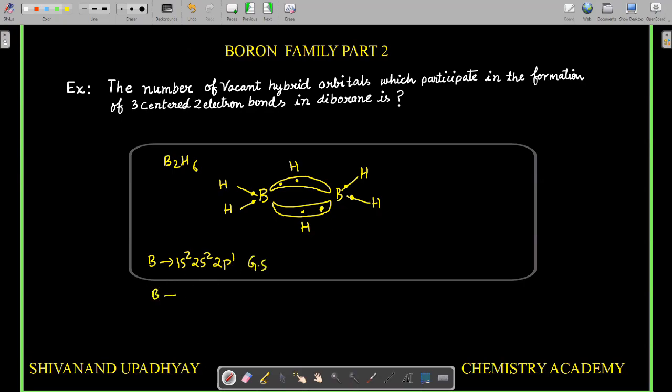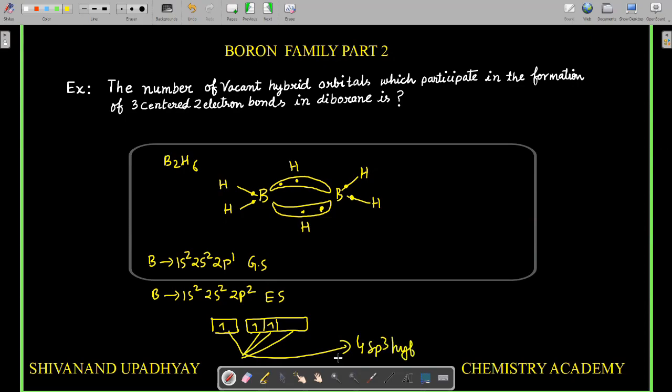In first excited state, it will form 1s2, 2s1 and 2p2. So this is the excited state of boron, where in the outermost orbit, this 2s has 1 electron, 2p has 2 electrons, and there is one vacant 2p orbital. So these 4 atomic orbitals will combine to form 4 sp3 hybridized orbitals, and in these hybridized orbitals 3 electrons are there, so one hybridized orbital will be vacant.